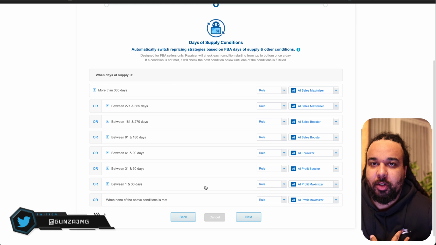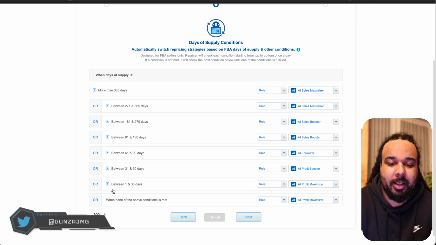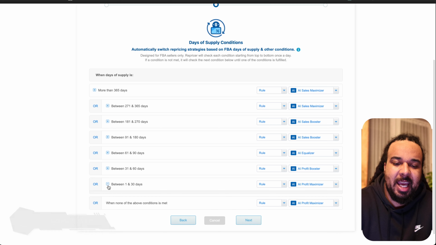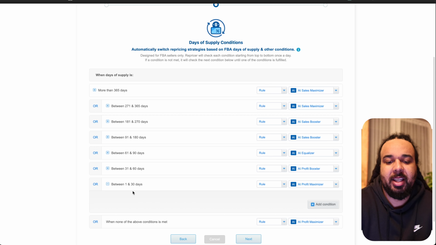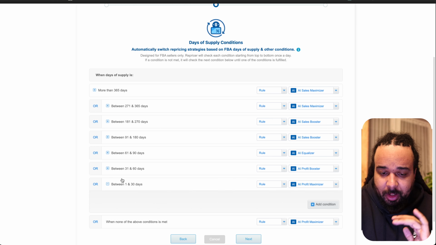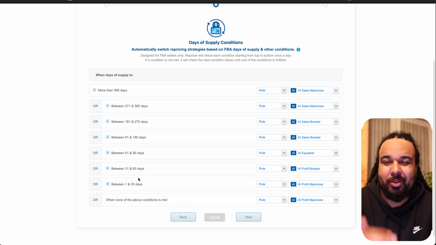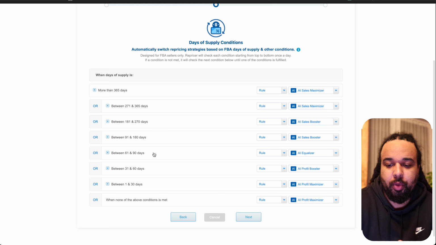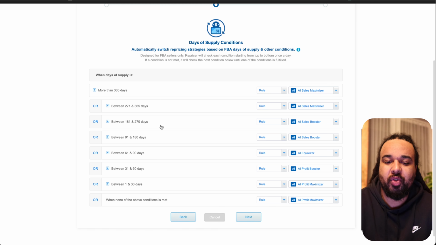What I would have liked, though, is to have more options, because with online arbitrage we try to have shorter cycles than people doing wholesale. So what I would have liked is something from 1 day to 15 days, 15 to 30, 30 to 45, and some things in between, like 1 to 30 days, because we are really trying to keep it under 60 days. This is what we do.